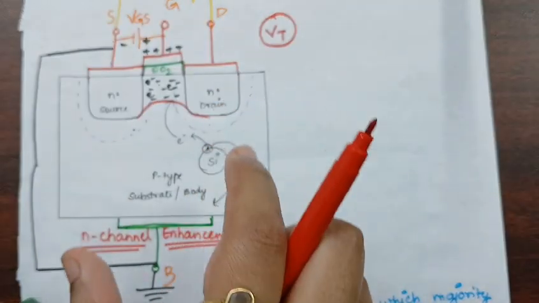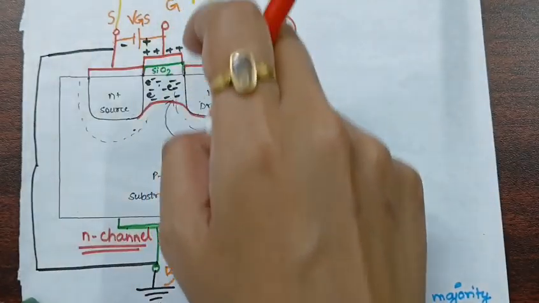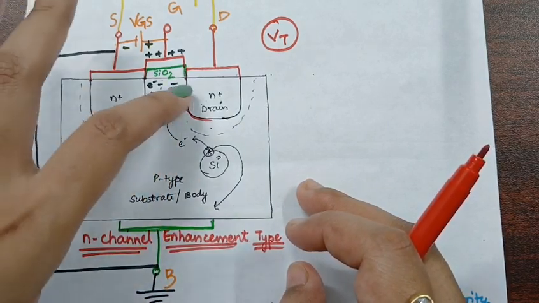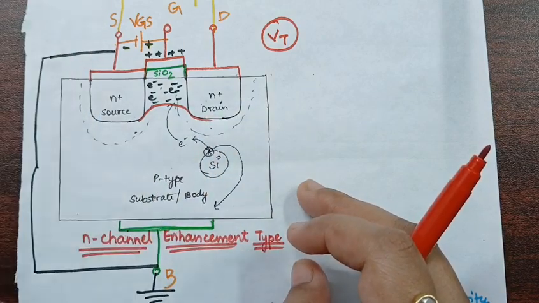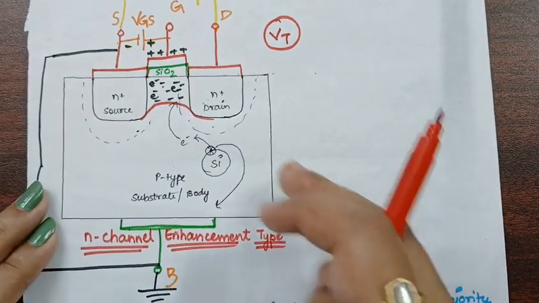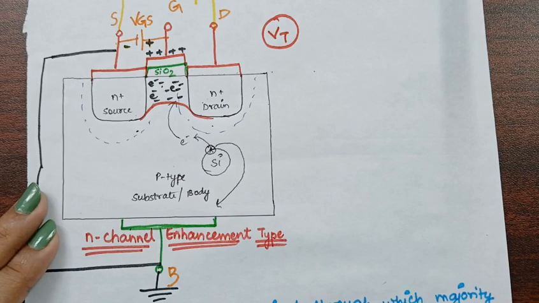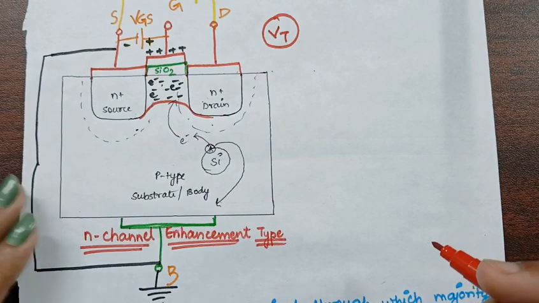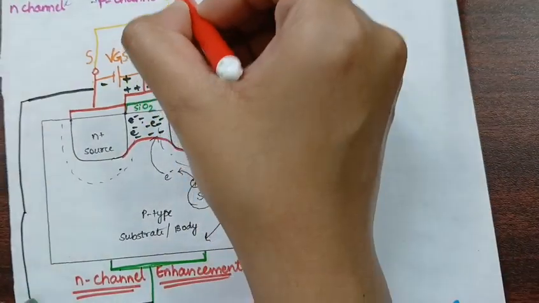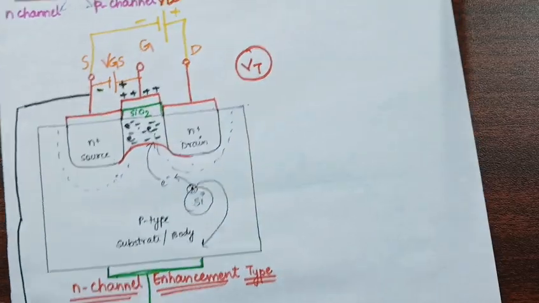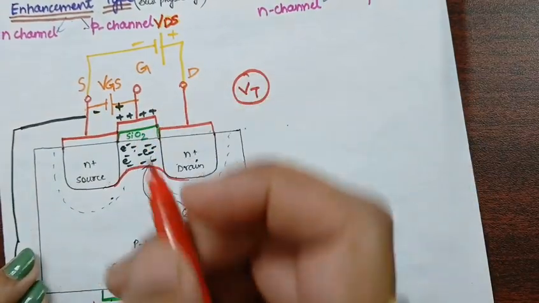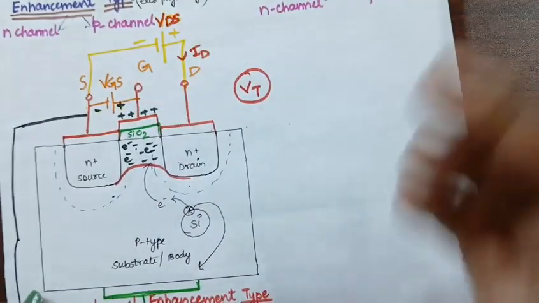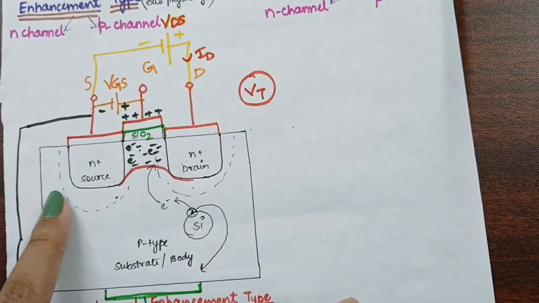Now, how to increase the current flow? We have discussed that there will be a channel which we have formed. Now, there will be a flow of current. Clear? So now if we want a large flow of current, how can we do that? By increasing the value of VDS. By increasing the value of VDS, we can increase the flow of current. But by increasing this VDS, what will happen? ID will flow from drain to source.